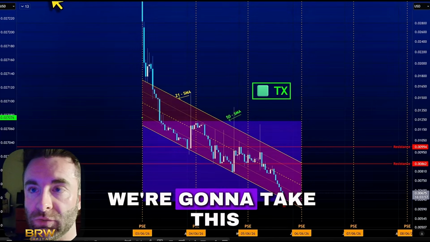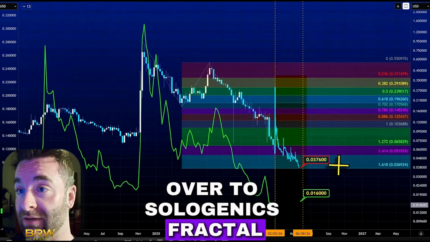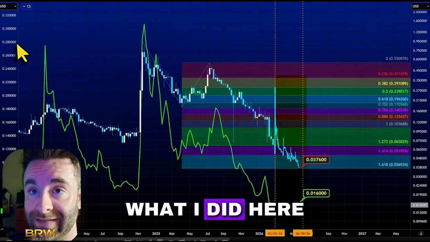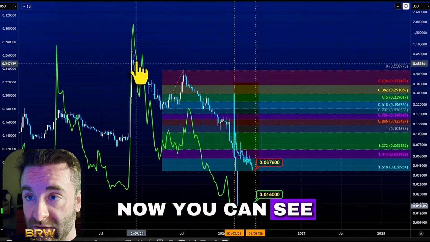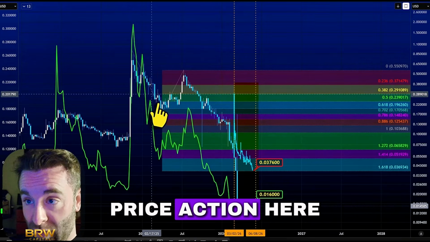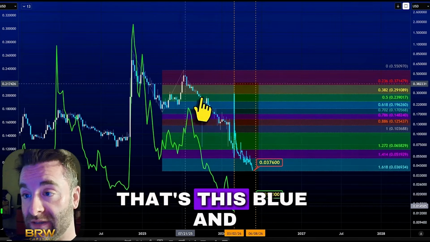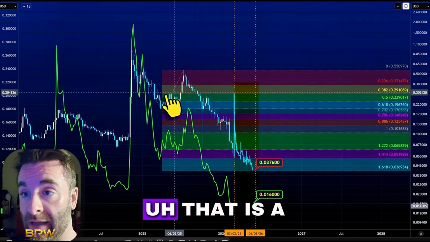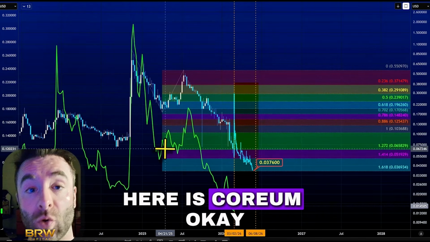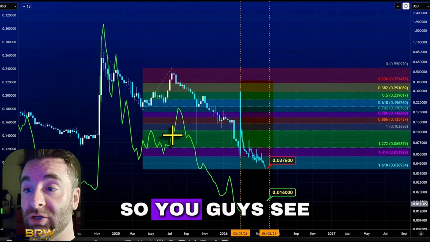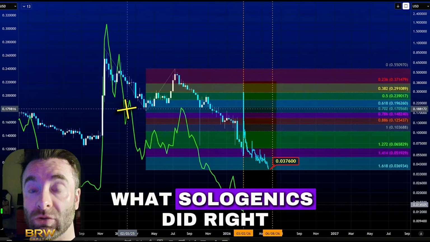So what we're going to do is take this fractal and nest it over to Sologenic's fractal. Let me explain what I did here. You can see over here I have price action. This is Sologenic's price action. I don't have it labeled, but the blue and white one is Sologenic's price action. Now this green overlay here is Coreum. I just wanted to put that out there so you see that what Coreum is doing is matching that same fractal of what Sologenic did, right?